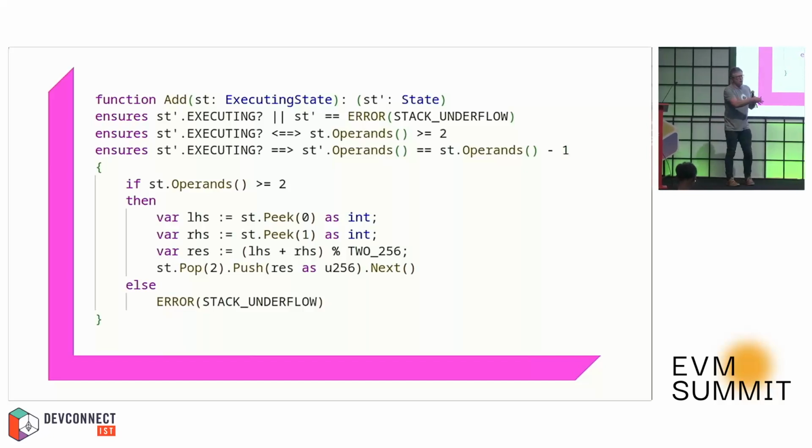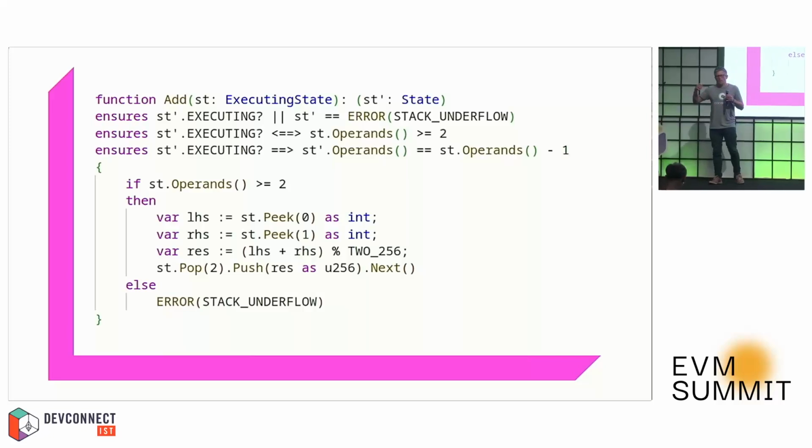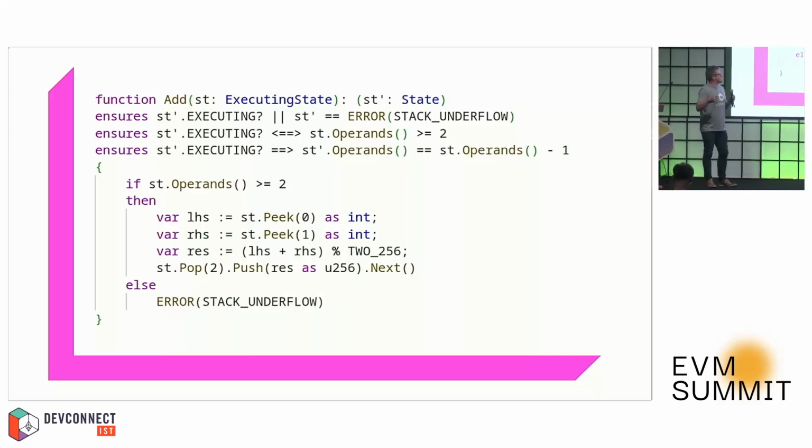We're taking 2 items off the stack. We're adding them together. I've got an explicit modulus here to 2 to the 256. That's because arithmetic in Dafny is unbounded. It doesn't have overflow or wraparound semantics. So I'm modeling it here.